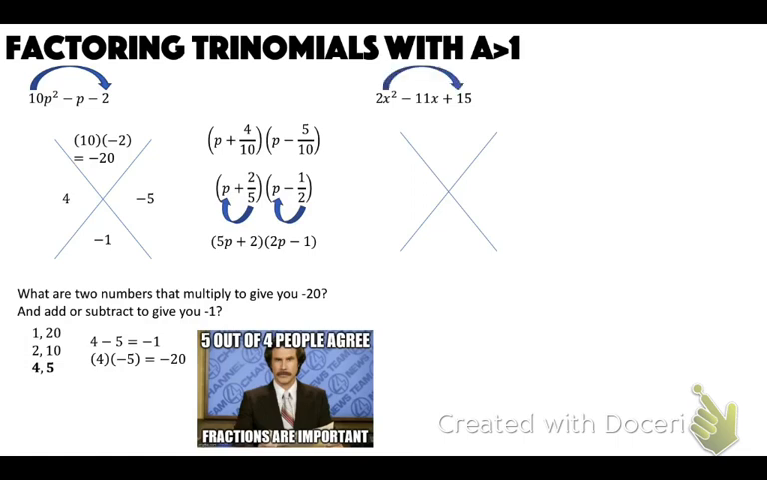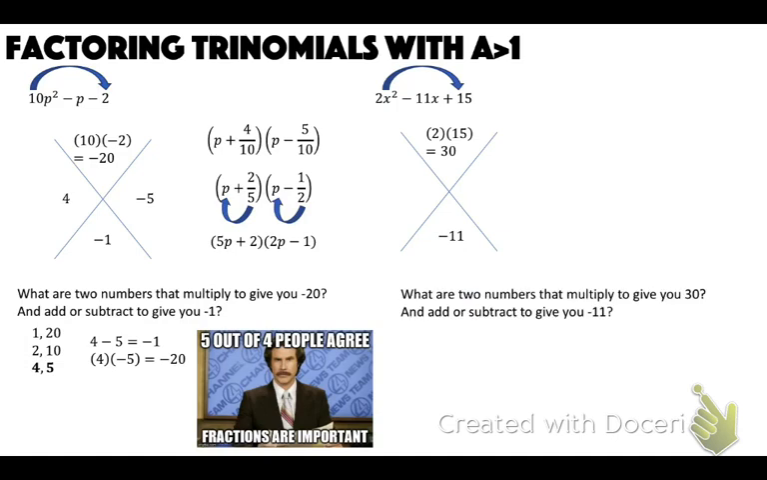So 2x squared minus 11x plus 15. We want to multiply 2 and 15. We get 30 and negative 11. So we want to see what are two numbers that multiply to give us 30, add or subtract to give us negative 11. 1 and 30, 2 and 15, 3 and 10, 5 and 6. Well, it's 5 and 6. So we have negative 5 minus 6 equals negative 11. Negative 5 times negative 6 is 30.